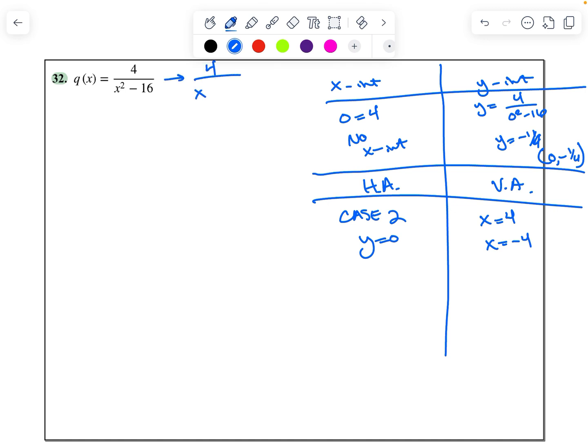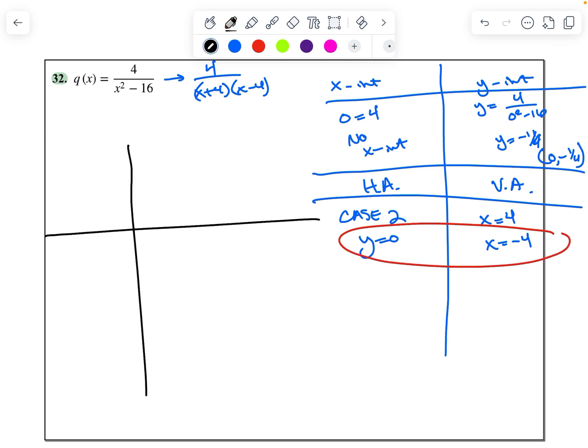The reason I know that, this is 4 over x plus 4, x minus 4 when you factor it. So 4 and negative 4 would make the bottom 0. There's nothing I can get rid of, nothing that matches up perfectly from top to bottom. So again, I'm going to graph my asymptotes in red. Y equals 0. X equals negative 4.